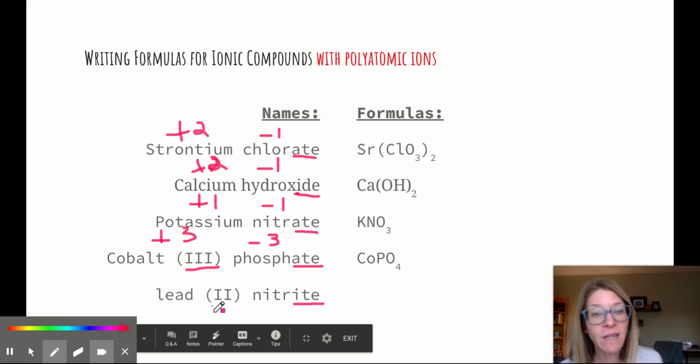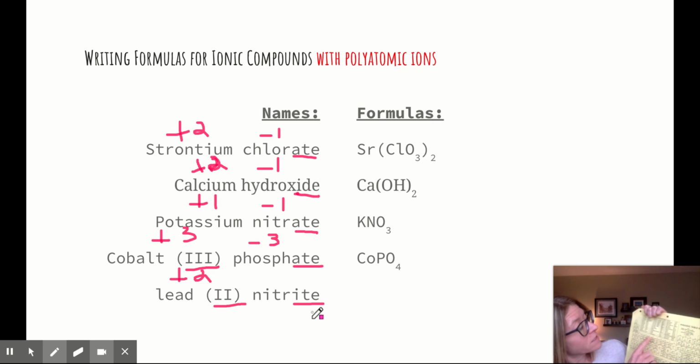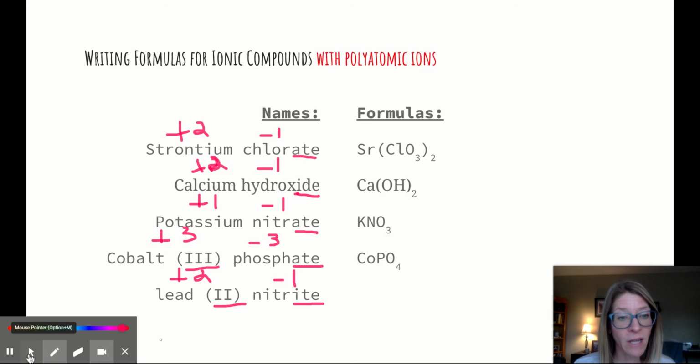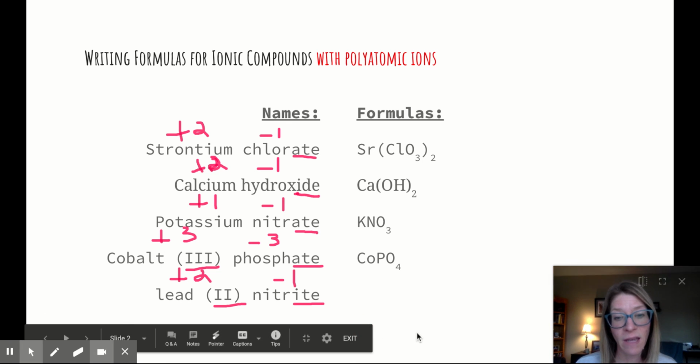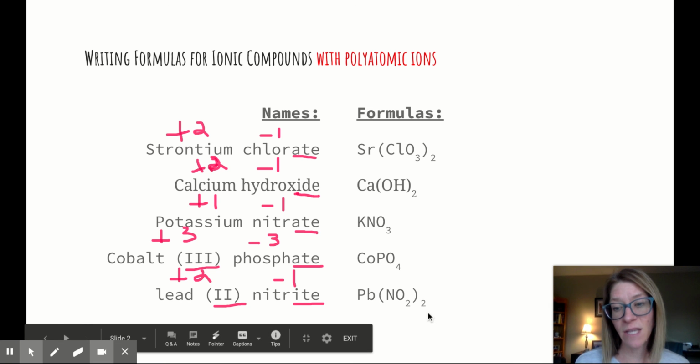All right, the last one, lead-2. Again, since it has that Roman numeral of 2, that means that lead would have a +2 charge. Nitrite, so you have to be careful because we have nitrite and nitrate. Nitrite is NO2, and it has a -1 charge. So lead is +2, nitrite is -1, so we're going to need 2 nitrites for the formula. And again, since nitrite is a polyatomic ion, we're going to put NO2 in parentheses and then the 2 on the outside to show that we need 2 of that entire polyatomic ion.